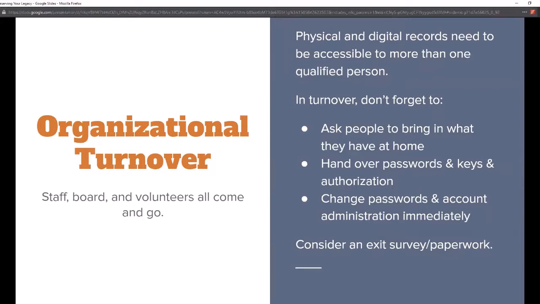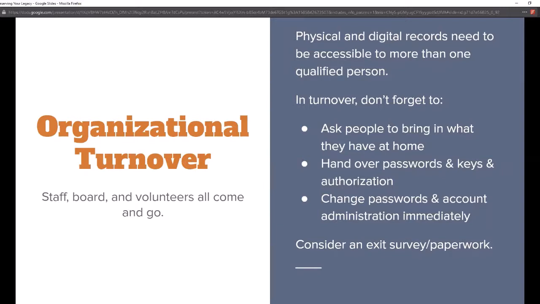account, or you've created an extra administrator account for that person, make sure that when they leave, you get it back from them. You want to change those passwords and change that account administration. You want to make sure that if they were the only one controlling the Google Drive, that they gave you the Google Drive now. And then the first thing you want to do is make sure there's a second person on it. If people are keeping physical records and they have them at home, make sure they bring them in. Make sure that if they have a set of keys, you get them.